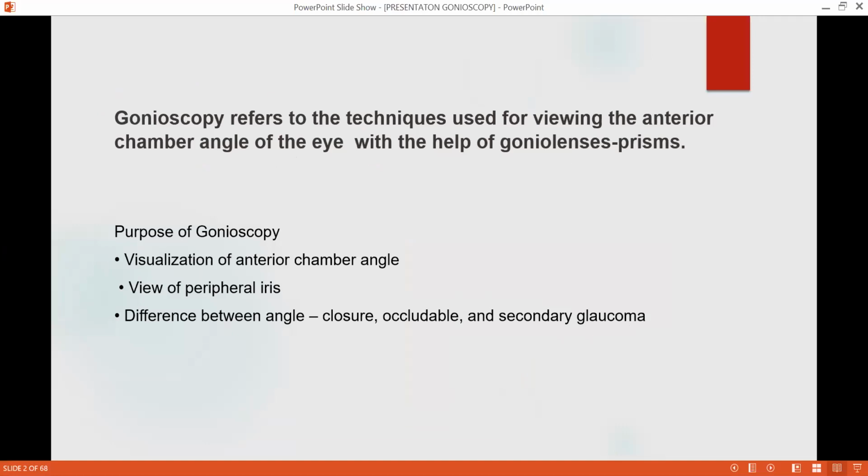So today we are discussing gonioscopy technique and interpretation. So first of all, what is gonioscopy? It refers to the technique used for viewing the anterior chamber angle of the eye with the help of gonio lenses or gonio prism. The purpose of gonioscopy is basically to see the angle structures, to view the peripheral configuration of the iris, and to differentiate between angle closure, occludable angle, or secondary glaucoma.